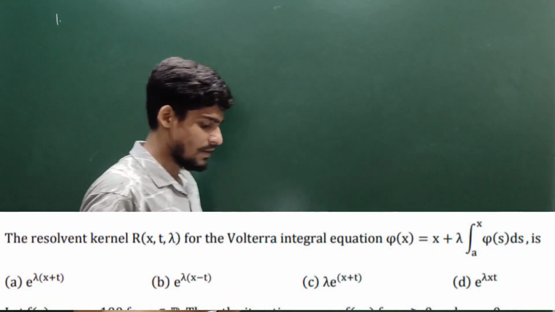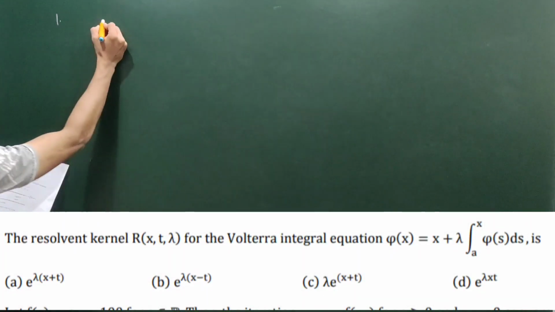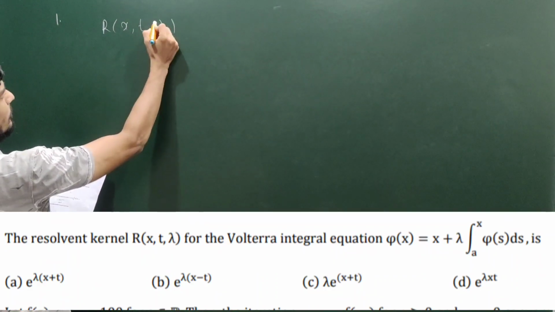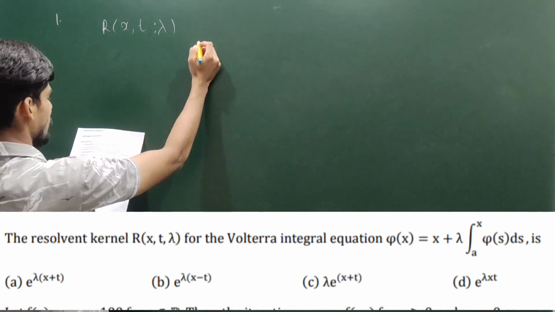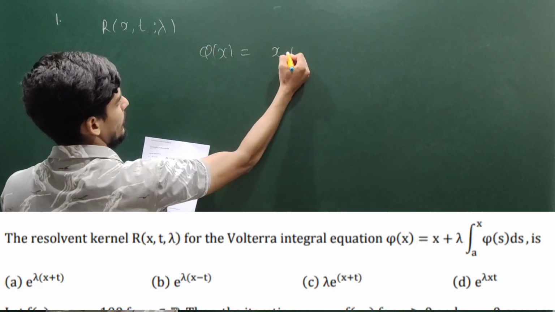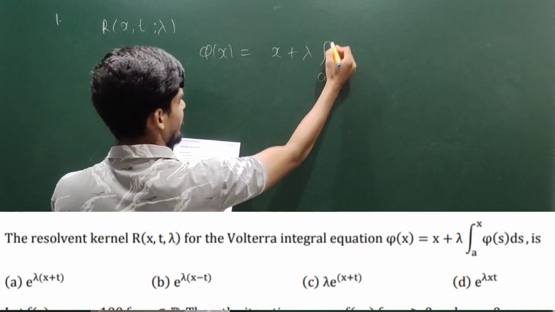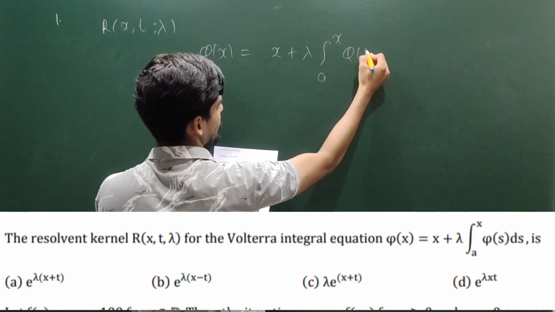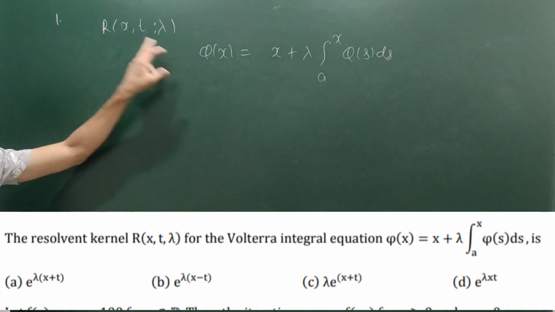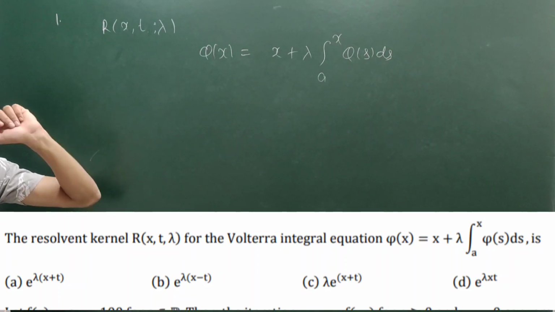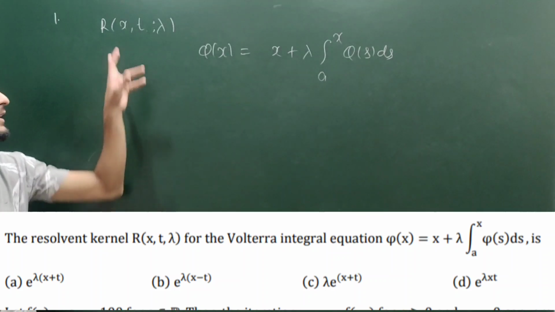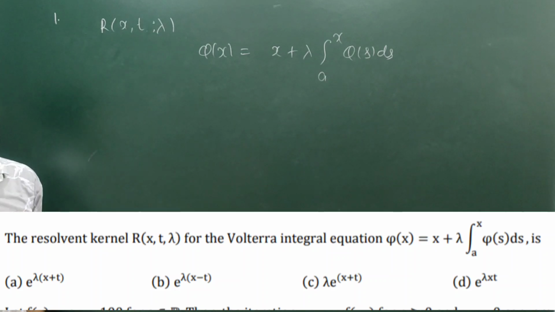Question number 1: the resolvent kernel R(x, t; lambda) for the Volterra integral equation phi(x) = x + lambda integral from a to x of phi(s) ds. There are 2 methods for solving this problem. You want to find the resolvent kernel. One method is the iterated kernel method: first you find the iterated kernel, then you find the resolvent kernel R(x, t; lambda) directly.